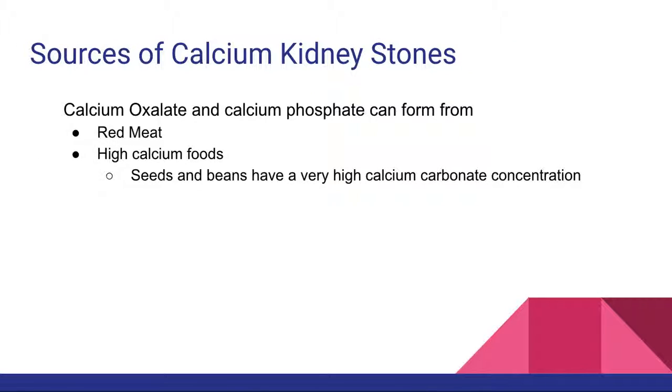Calcium phosphate and oxalate kidney stones often form as a result of ingesting foods with too much red meat and foods with a high calcium concentration. Excessive consumption of these foods can lead to the formation of calcium type kidney stones.